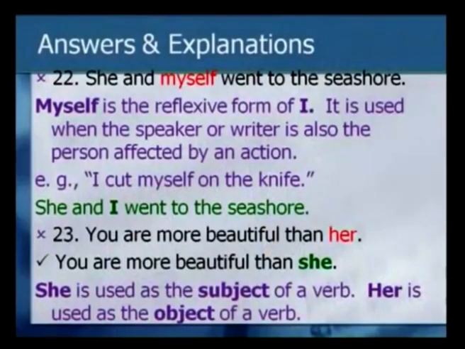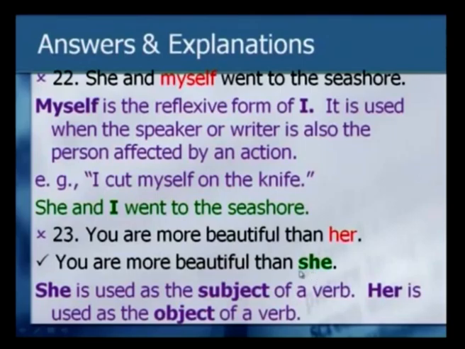You are more beautiful than her. Now, the correct form here is you have to use she instead of her. As I have indicated here, her is wrong. You are more beautiful than she, that is the correct form. What is the explanation? She is used as the subject of a verb. Her is used as the object of a verb.